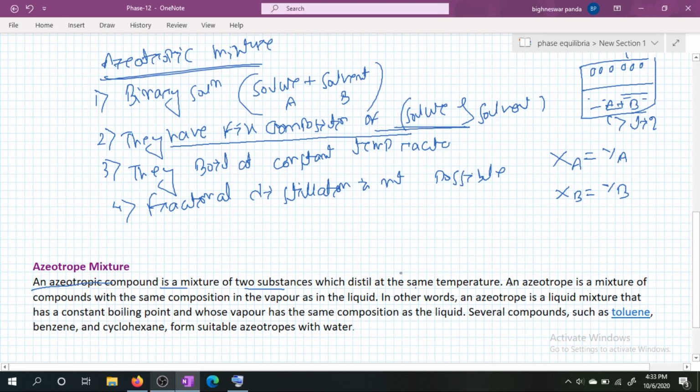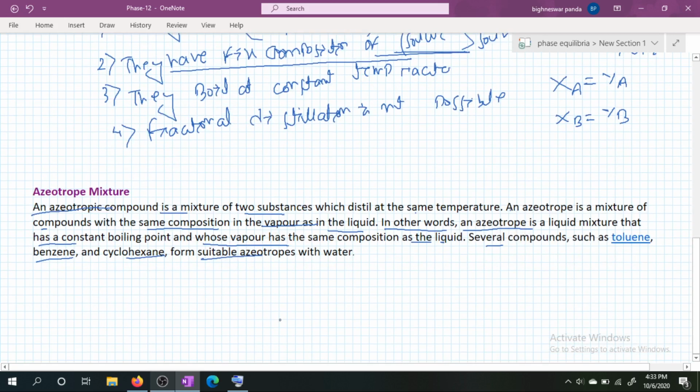An azeotrope is a mixture of compounds with the same composition in the vapor as well as in the liquid. In other words, an azeotrope is a liquid mixture that has a constant boiling point and whose vapor has the same composition as the liquid. Several compounds such as toluene, benzene, cyclohexane form suitable azeotropes with water. So now we are going to study the types of azeotropes.